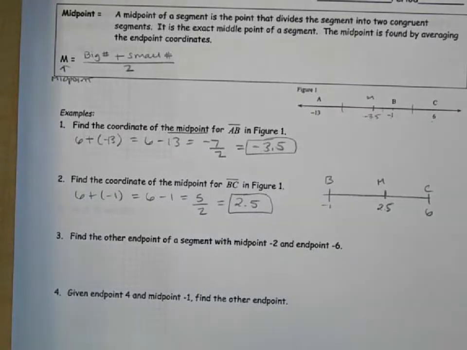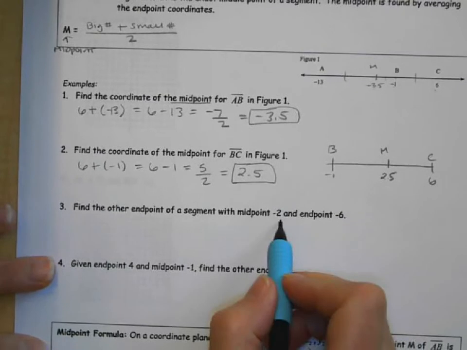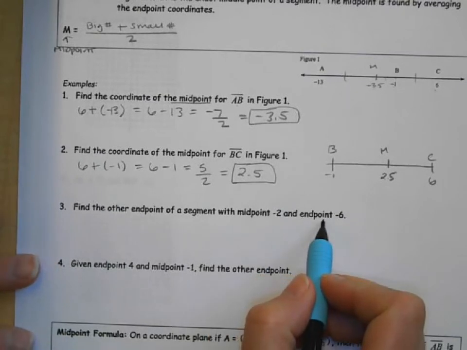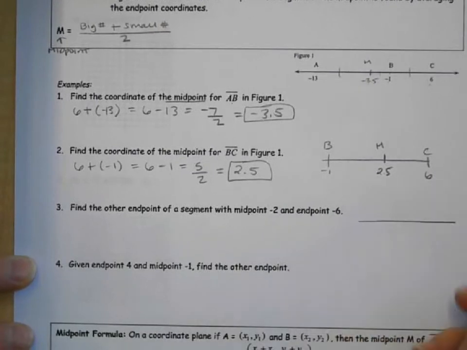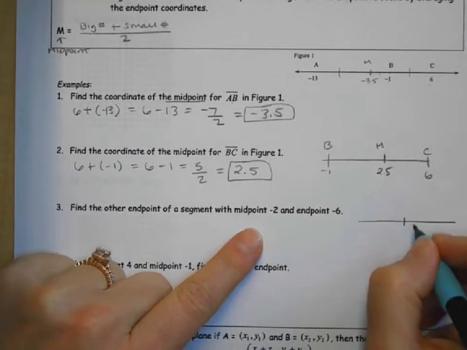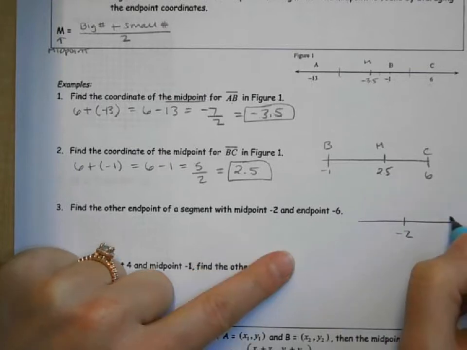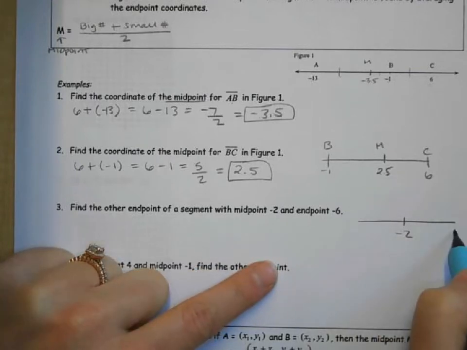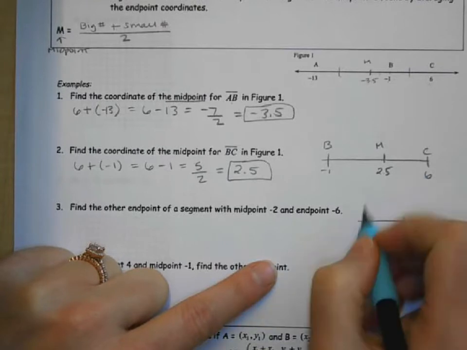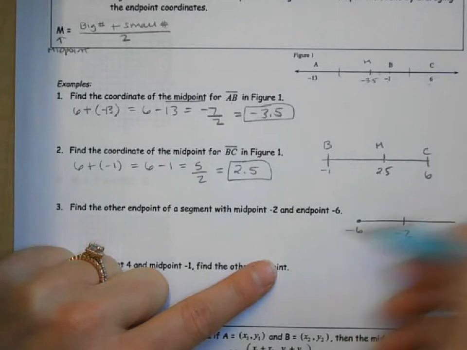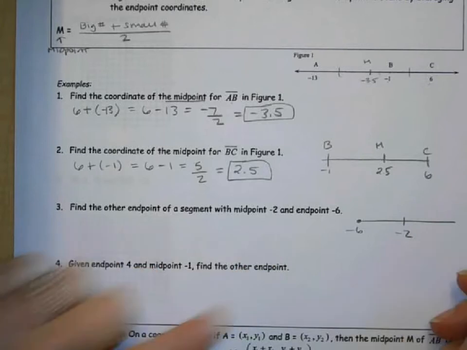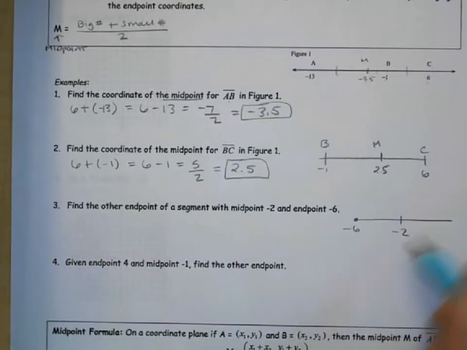Now we're going to find the other endpoint of a segment instead of a midpoint. This time we're given the midpoint of negative 2 and one endpoint of negative 6. So we have our formula. I'm going to draw a picture here. Our midpoint directly in the middle is negative 2, and one of our endpoints is negative 6. Would negative 6 go over here or over here? It has to go over here. We get higher negatives as we go left, and higher positive numbers, 0, 1, 2, 3, as we go right. So this is what our figure looks like.